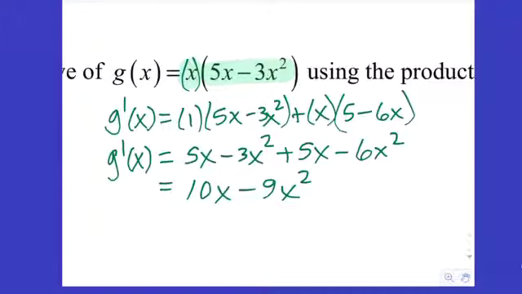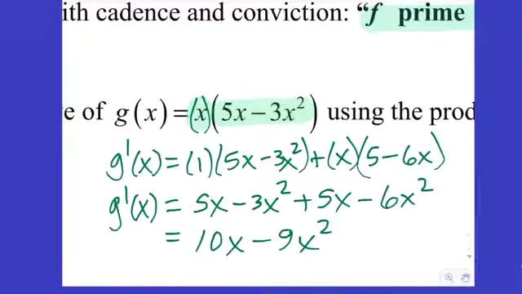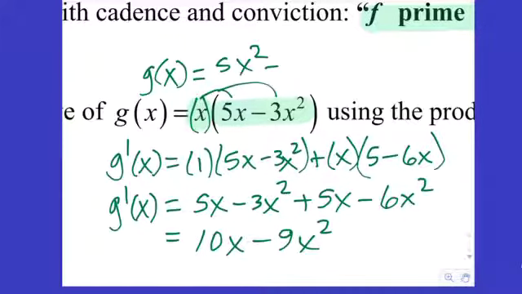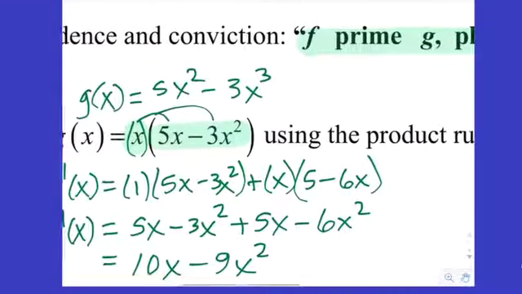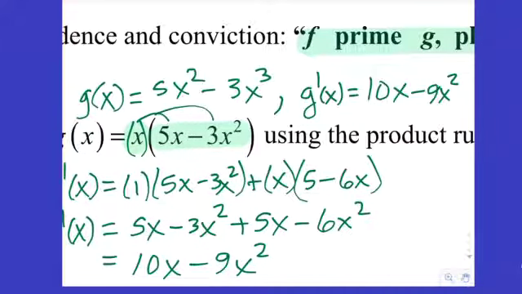With the intent of expanding and collecting things at the end, if you get in the habit of doing that on the front end of the problem, simplify early and often, an ounce of prevention is worth a pound of cure, you can expand it and simplify before you even start. And you get 5x squared minus 3x cubed. Notice now it's just a power rule. We don't need the product rule. So g prime of x by the power rule alone would be 10x minus 9x squared.